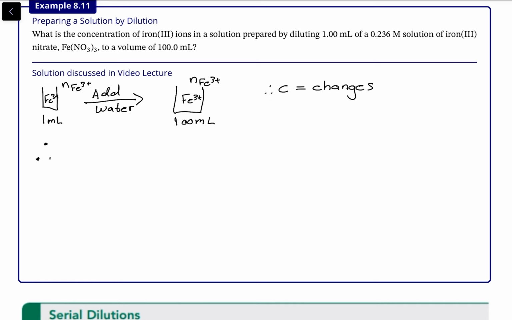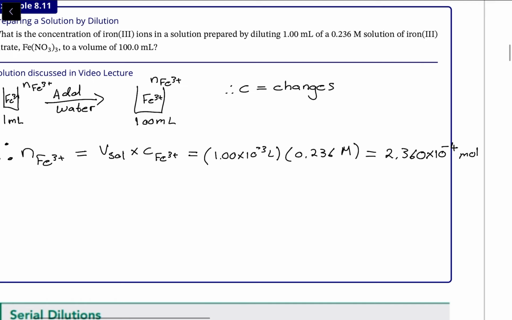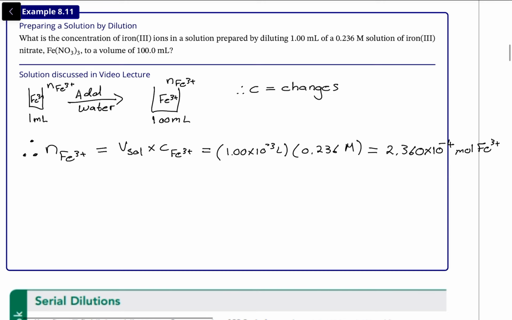Okay, so let's say here, we want to calculate the number of mole of Fe3+, right? So Fe3+ is going to be equal to the volume of the solution multiplied by the concentration of Fe3+, and that's given to us. The volume of the solution is 1 milliliter, so that means it's 1.00 times 10 to the negative 3 liter, multiplied by 0.236 molar. Remember, it's mole per liter, that's why we have to work in liter. So that means the number of moles is 2.36, or 2.360 times 10 to the negative 4 mole Fe3+. Okay, so that's what we have.